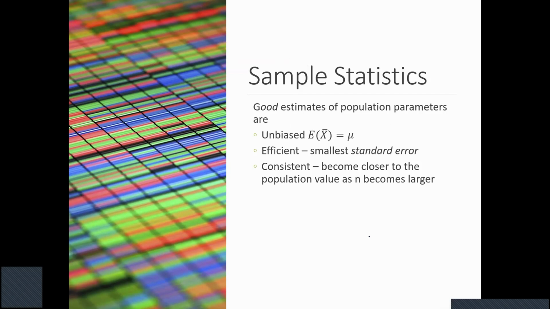The sample statistics are good estimates of the population parameters in that they are unbiased, that is, the expected value of the sample means is mu. They are efficient, which means they give the smallest standard error, and we're going to define standard error soon. And they are consistent, so they become closer to the population value as the sample size becomes larger, and that's very helpful.